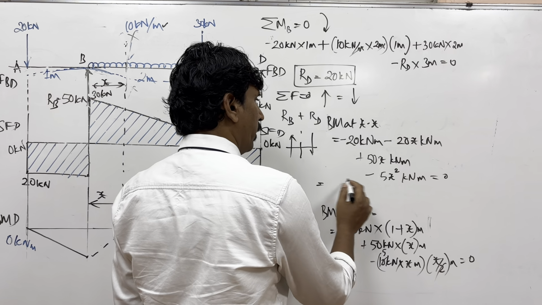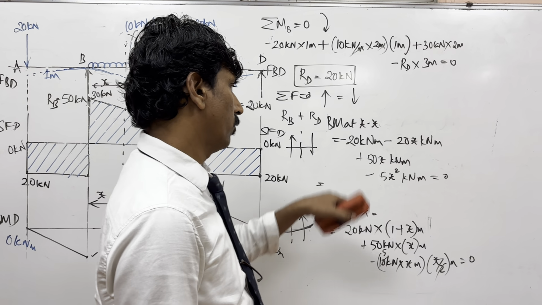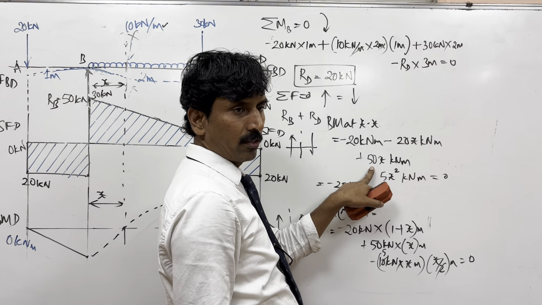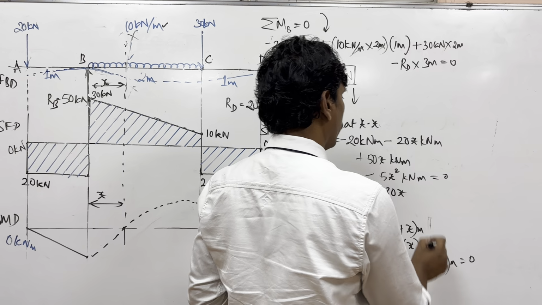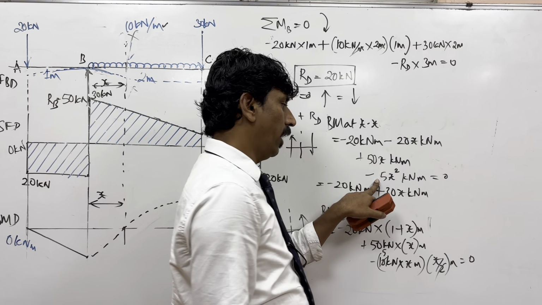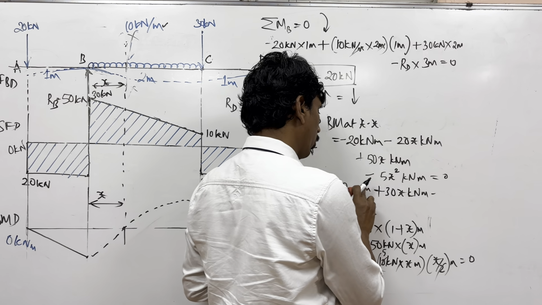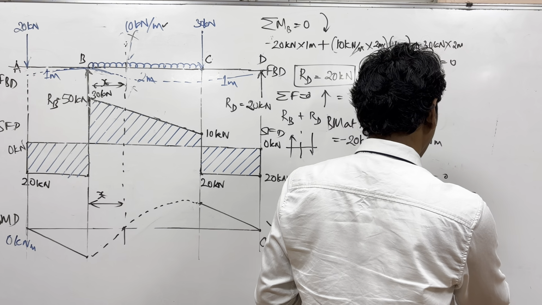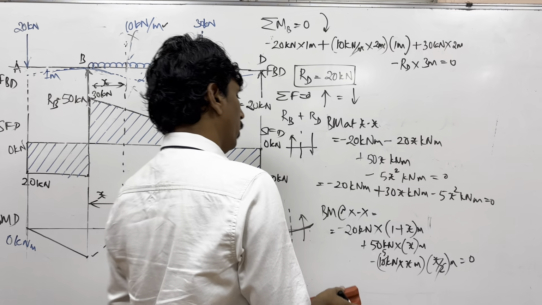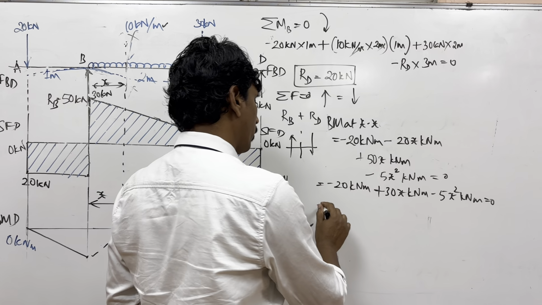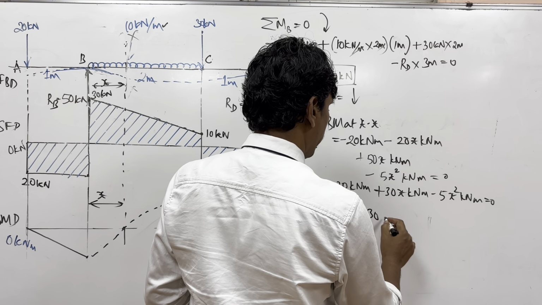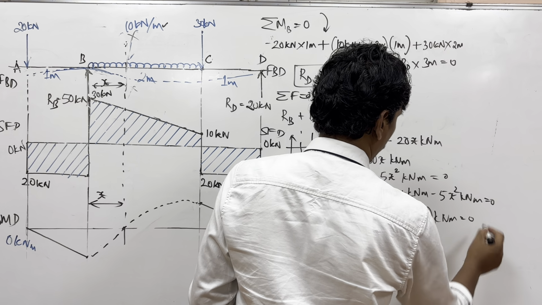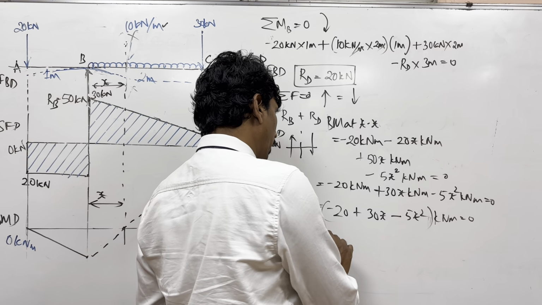So you can now write this as minus 20 kilonewton meter, and minus 20x plus 50x. How much is this? Plus 30x kilonewton meter, and minus. Of course, now this kilonewton meter can be taken outside. Okay, I'll write it and then remove it. And the 30x and minus 5x square kilonewton meter is equal to 0. And finally, this can be written as minus 20 plus 30x minus 5x square. Don't worry about the units, and finally you ended up in this equation.